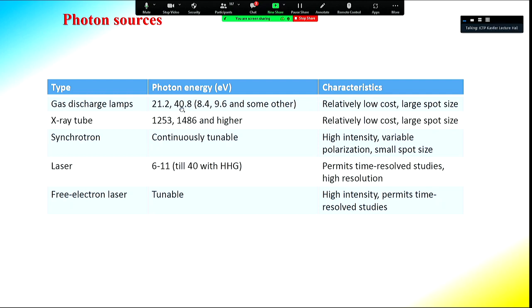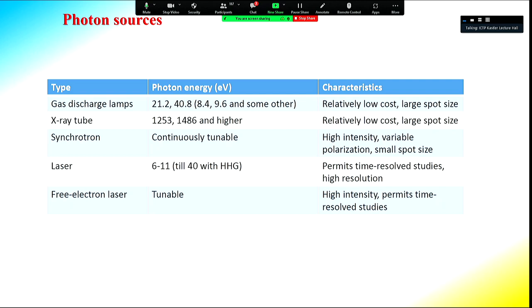gas discharge lamps that provide these typical photon energies, and X-ray tubes are commonly used to study the core levels. Then there is synchrotron light, which is one of the most commonly used techniques to study the electronic structure. It provides continuously tunable light within a very broad range of energy. It also has high intensity and brilliance. It has variable polarization and can also have a smaller spot size and many other advantages.